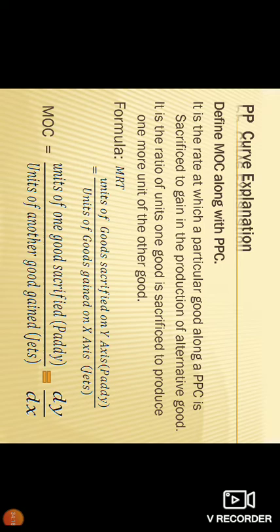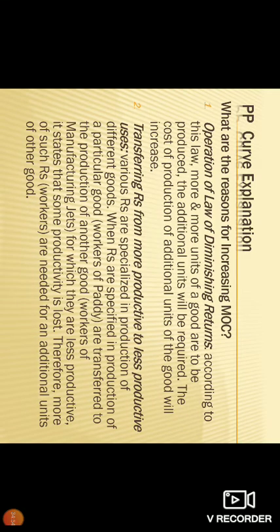So marginal opportunity cost, along with PPC, you can say the same as the MRT formula: the units of goods sacrificed on the y-axis, that is paddy, divided by the units of goods gained on the x-axis, that is jets. Units of one good sacrificed, that is paddy, divided by the units of another good gained, that is jets. So delta y divided by delta x, delta paddy divided by delta jets. So the MRT formula and MOC formula are one and the same, although they are technically different.